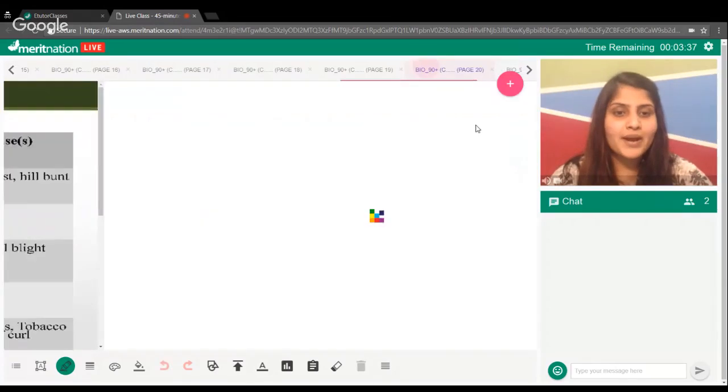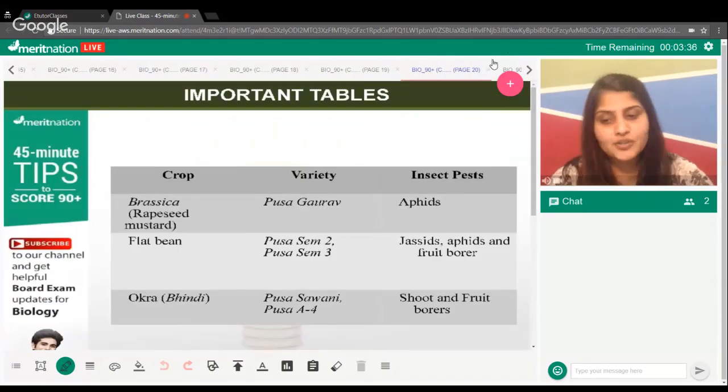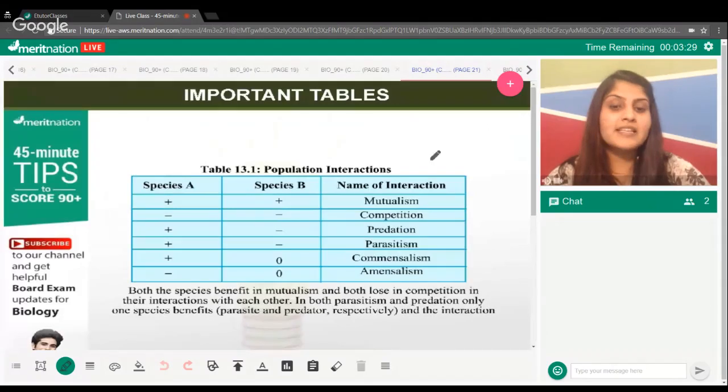You should do it for the right side, Muskan. Labeling should be on the right side. Another table from the same source. This is from ecology, telling you about different interactions. So this also is important, everyone.